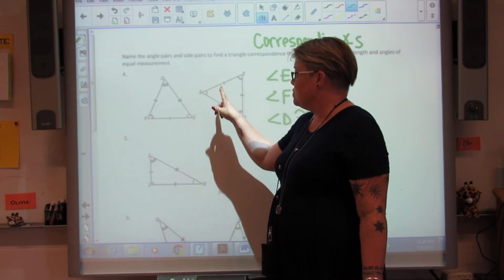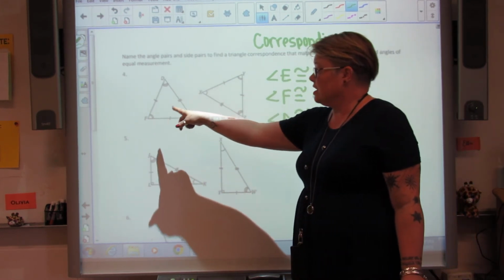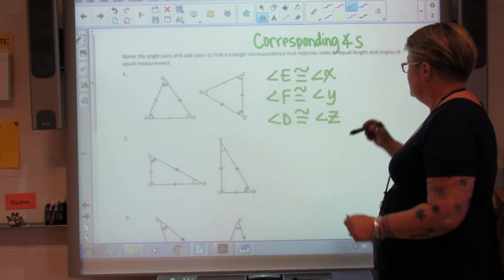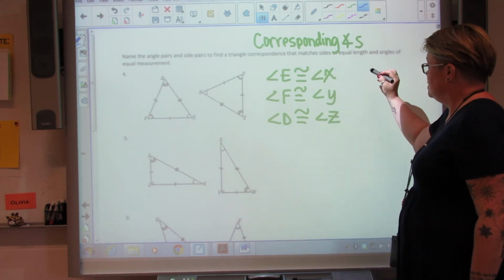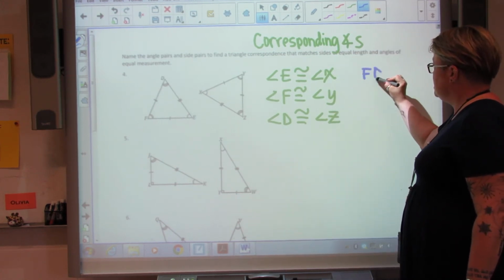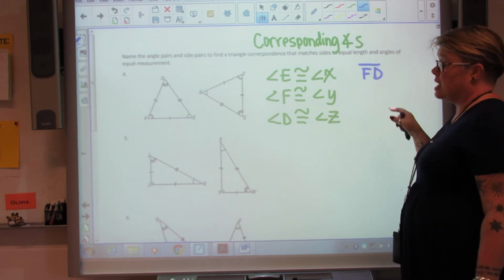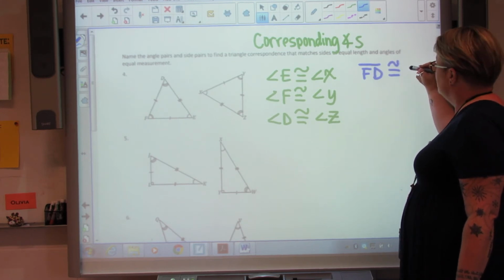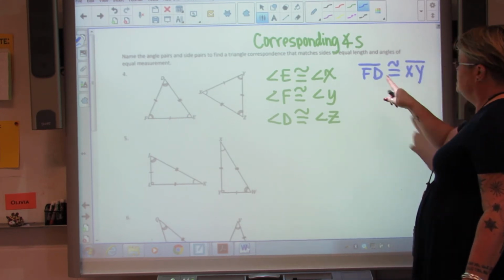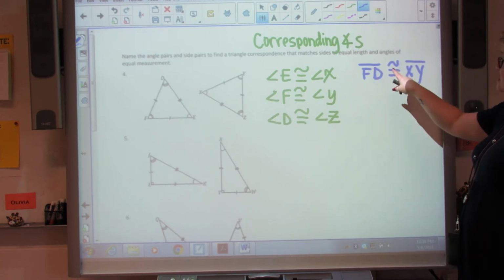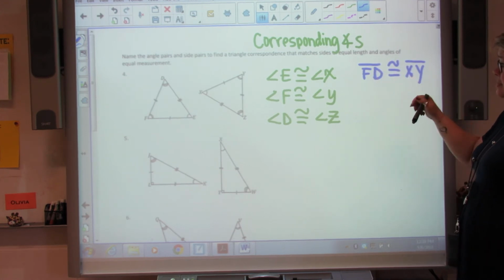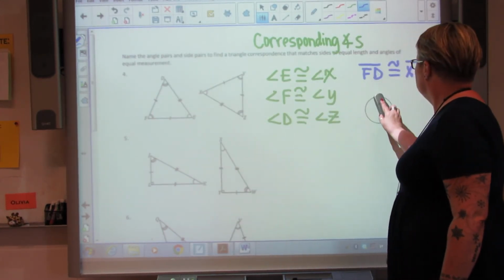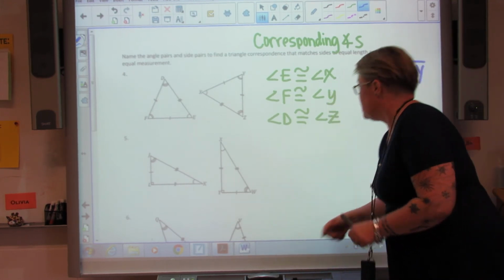And if all my angles correspond to one another, I'm also going to look at my sides. This side has 1 tick mark, and so does this side. So I can also say that side FD, I'll put a line over it, that means it's the line segment. So FD is congruent to XY. This says segment FD is congruent to segment XY. Again, looking at the tick marks, oh, excuse me, it's not FD, it was FE. Excuse me. It's FE.